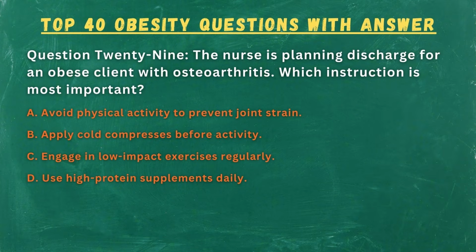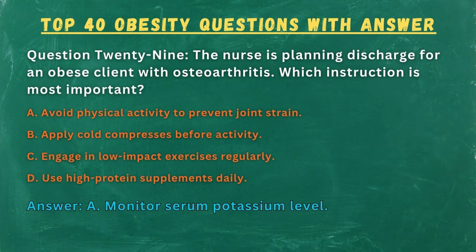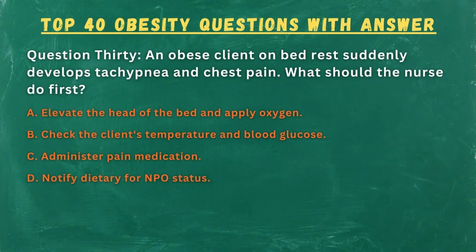A. Avoid physical activity to prevent joint strain. B. Apply cold compresses before activity. C. Engage in low-impact exercises regularly. D. Use high-protein supplements daily. Answer. C. Engage in low-impact exercises regularly. Question 30. An obese client on bed rest suddenly develops tachypnea and chest pain. What should the nurse do first?